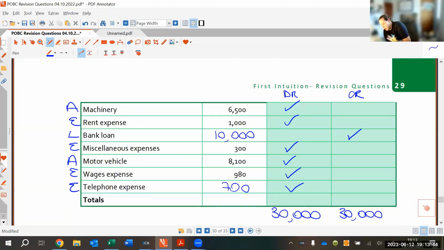Yeah. So our debit side comes to 30,000, as does our credit side. So we are spot on and balanced. Yeah. So yeah, 10 marks there. Hopefully nothing too tricky. Just as we said before, just knowing the debits and credits and knowing what type of account those are.